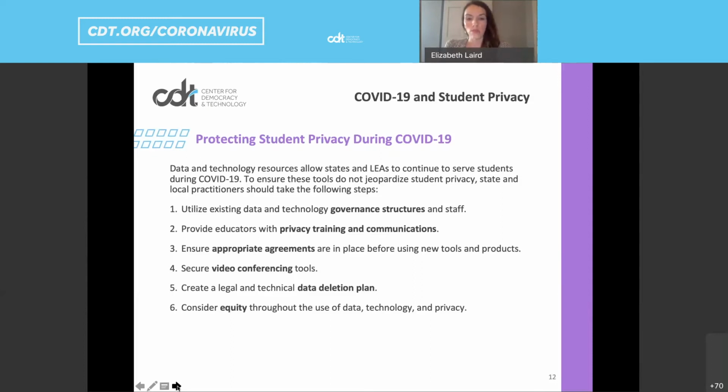The fifth is thinking about data deletion, and sixth, which is really under everything that we do, and I know what Marcia and Aaron and many of my fellow practitioners think about, is just equity, and making sure that any use of technology and data is not having a disproportionate negative impact on any group of students.